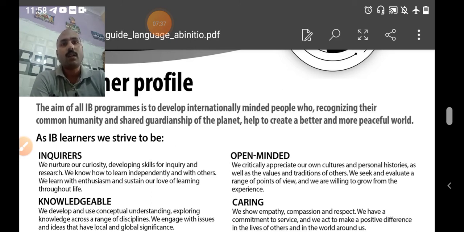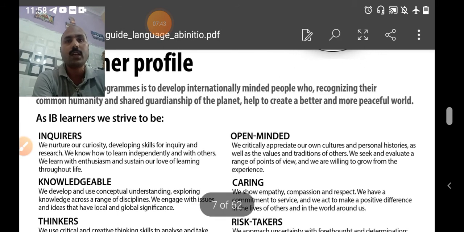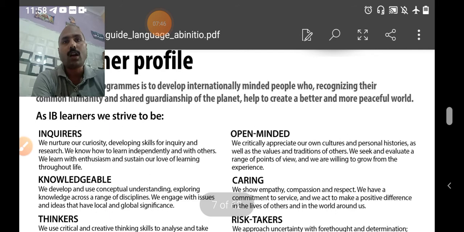Then our motto will be achieved, the IB motto, to make global citizens. Here you can see the inquirers. So how will the students become inquirers? We nurture their curiosity through the topic, through the theme. You are going to make them inquirers.